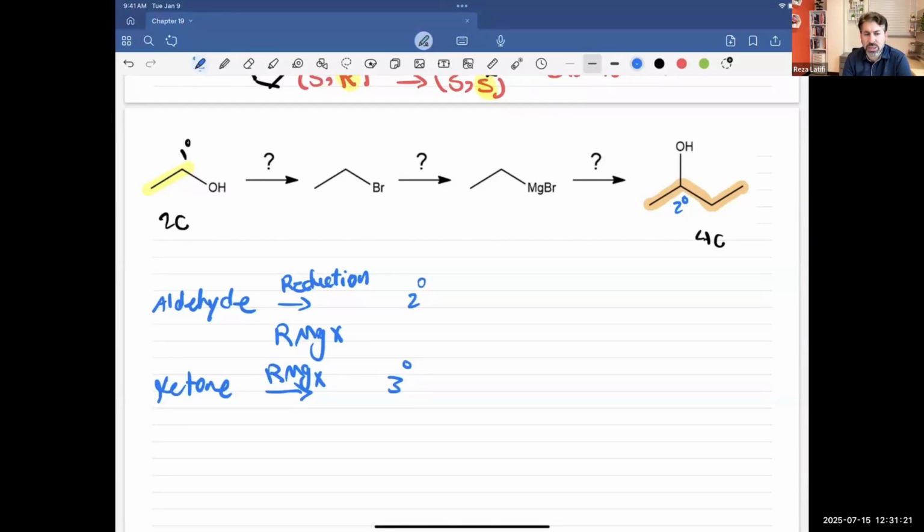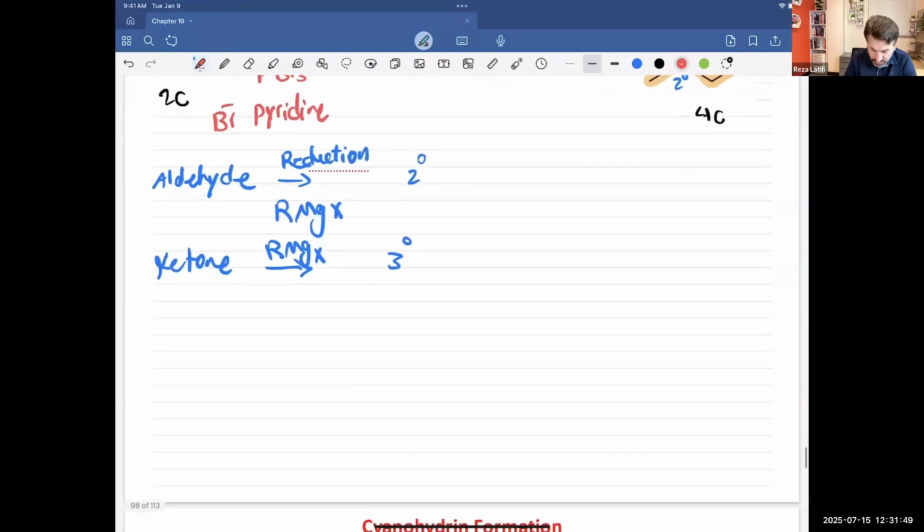First thing is, OH needs to be turned to bromide. I need to replace OH by something. OH is not a good leaving group, but I know Br is a good leaving group. And so in order to replace OH by Br, we can use PBr3, and for the solvent, we can use pyridine. Okay, and this is the structure of pyridine.